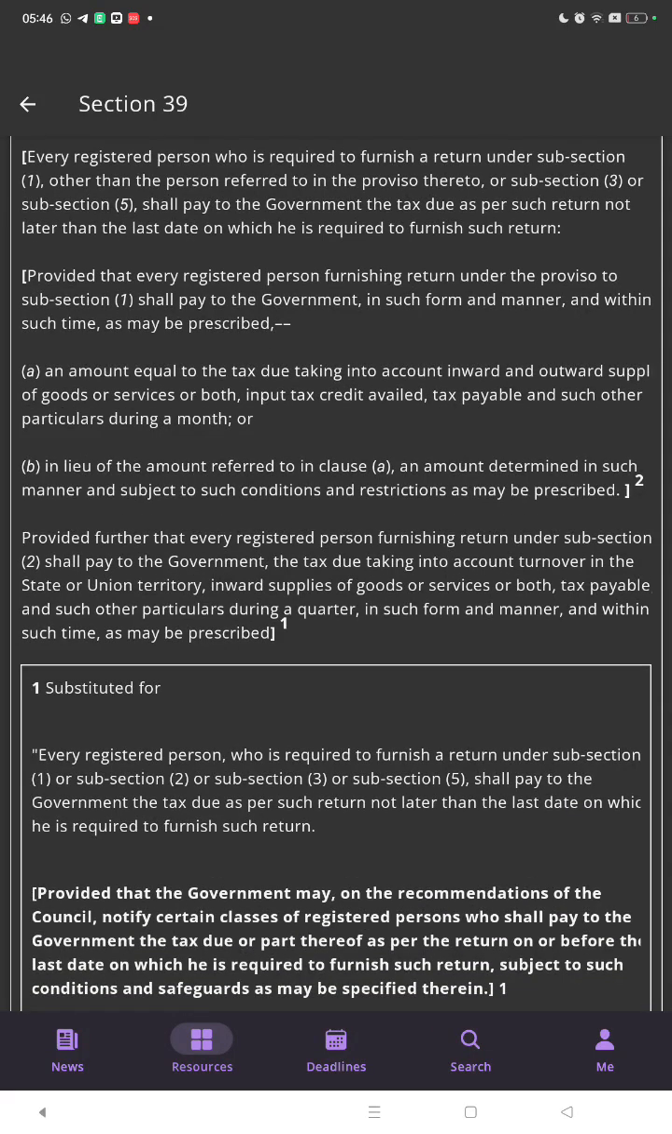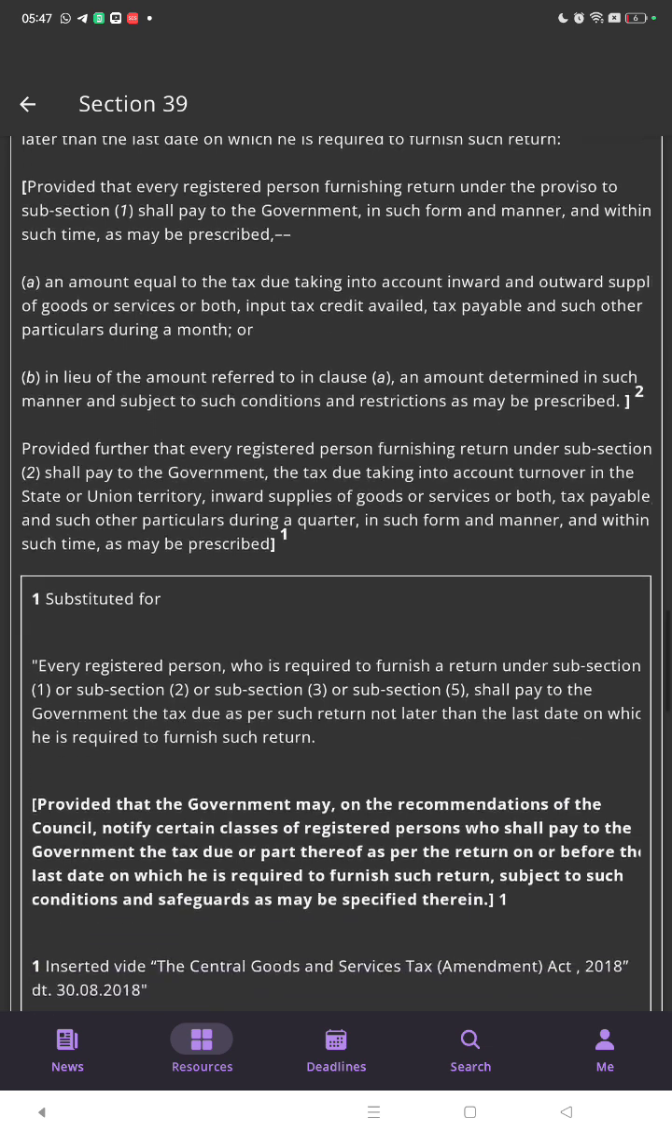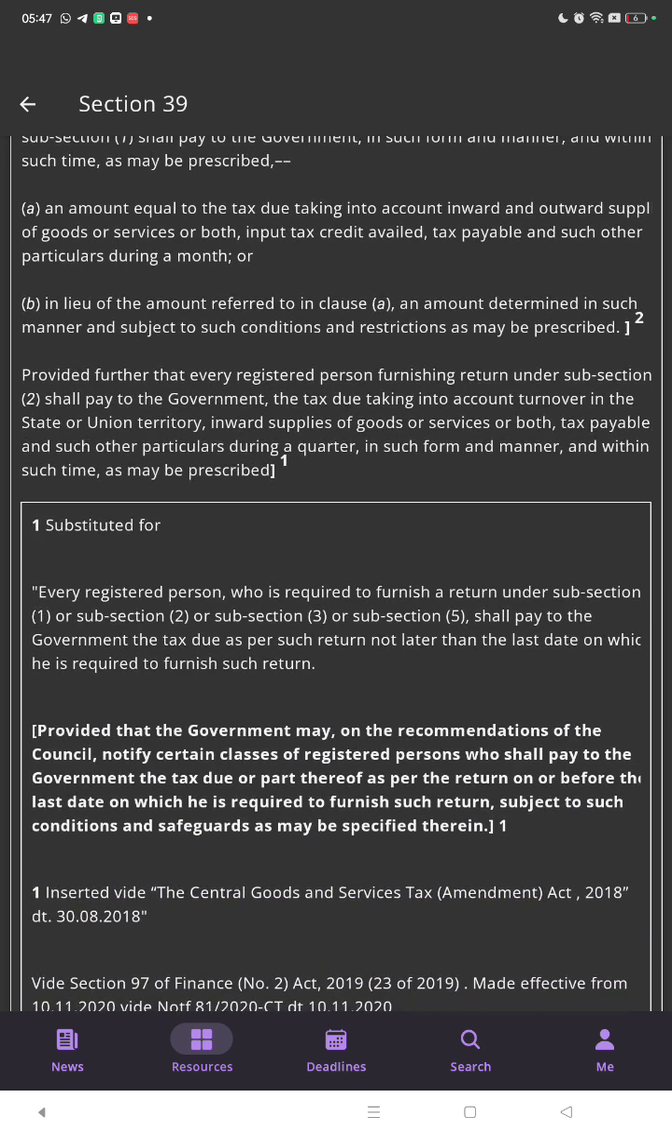Provided that every registered person furnishing the return under the proviso to subsection 1 shall pay to the government, in such form and manner and within such time as may be prescribed, an amount equal to the tax due, taking into account inward and outward supply of goods or services or both, input tax credit availed, tax payable and such other particulars during a month, or in lieu of the amount required to be paid, an amount determined in such manner and subject to such conditions and restrictions as may be prescribed.